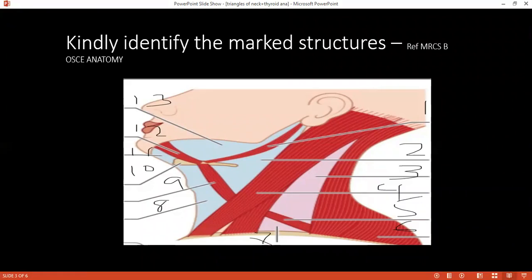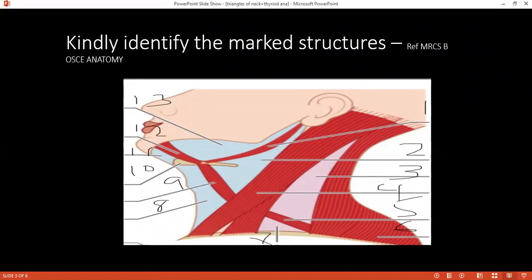Very good. Yes. The anterior triangle is bounded anteriorly by the midline of the neck, superiorly by the mandible, and posteriorly by the anterior border of the sternocleidomastoid, while posterior triangle is bounded anteriorly by the posterior border of the sternocleidomastoid, posteriorly by the anterior border of the trapezius. Base is formed by the clavicle, and the apex is formed when the two muscles of sternocleidomastoid and trapezius join at the level of the occipital bone.